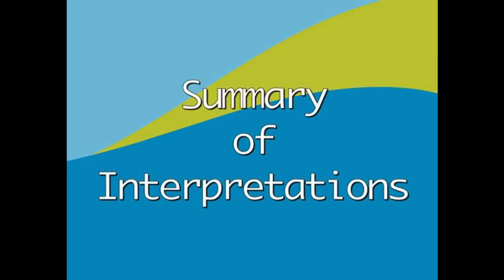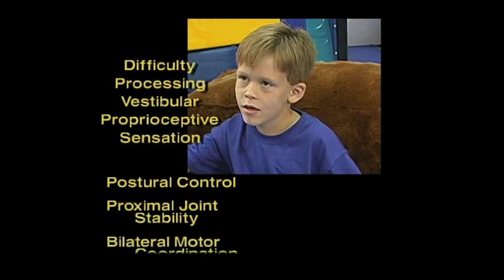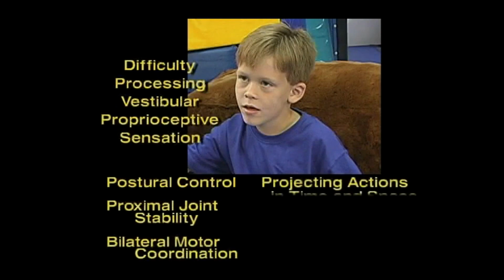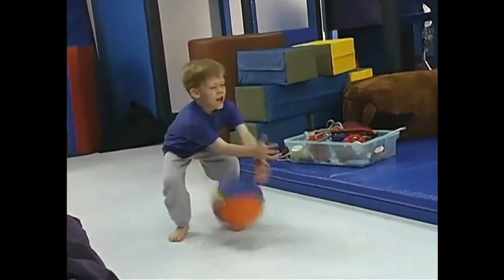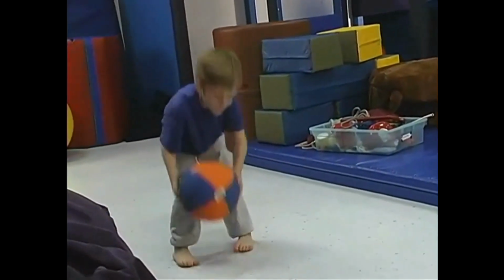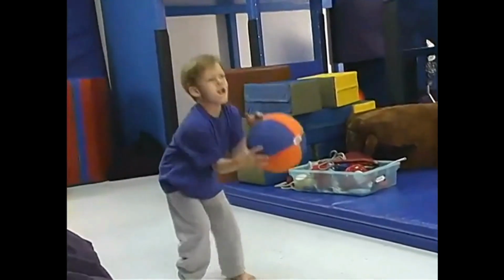Let's summarize our interpretations. Matthew's clinical observations have revealed a vestibular proprioceptive processing deficit that seems to be affecting postural control, proximal joint stability, bilateral motor coordination, the ability to project actions in time and space, and the ability to maintain a stable visual field. His functional problems in the gross motor area are likely to be related to these sensory processing deficits.